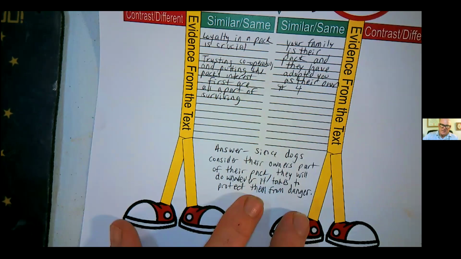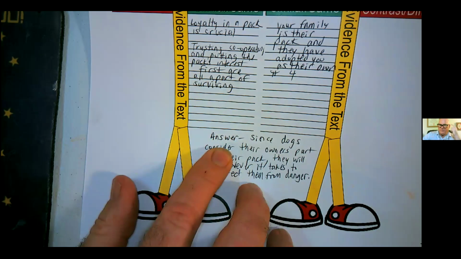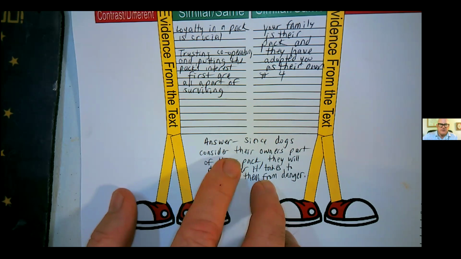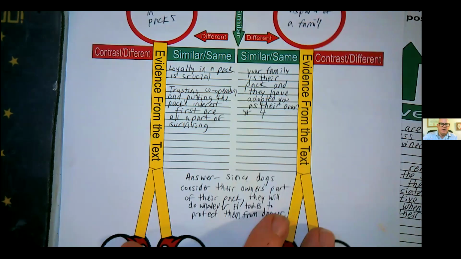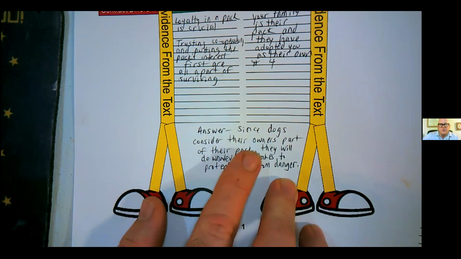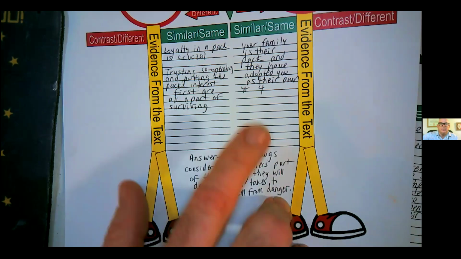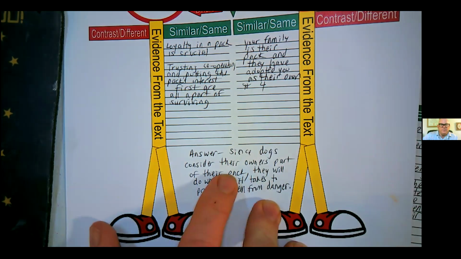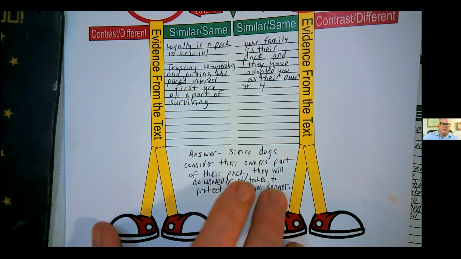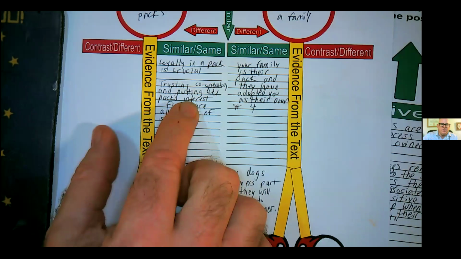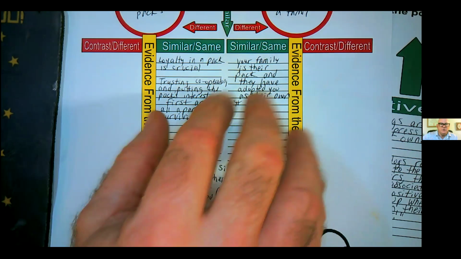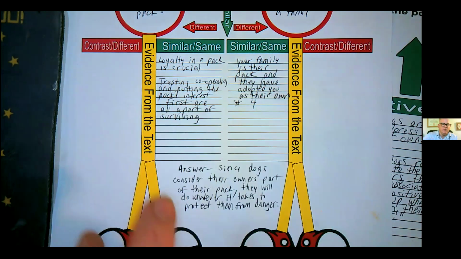Okay. So based on that, I have to come up with an answer from my little head that would make sense here. How does it compare? Well, since dogs consider their owners part of their pack, because right there, you can draw a conclusion, they will do whatever it takes to protect them from danger. So that is this part here. And so I'm basically saying these two combinations of text in my own words.